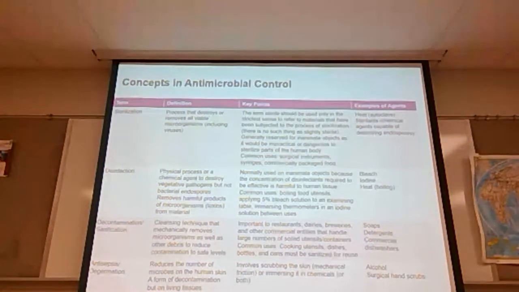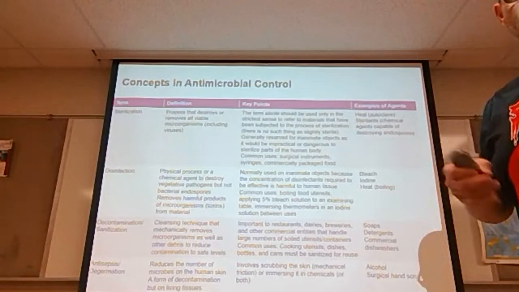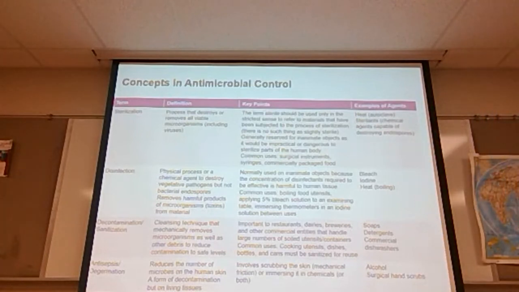Sanitization, you see that term used a lot in public restrooms. You'll see the sign. If you ever go into a hotel, there may be a strip across the commode lid that says sanitized for your protection. Antisepsis or degermation removes the number of microbes on the skin. It is a form of decontamination, but it is on living tissues. So think of sanitization, decontamination, on inanimate objects, tabletops, sheets, pillowcases, those kinds of things. Antisepsis and degermation is on living tissues, so washing hands, etc.